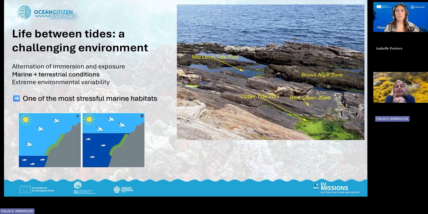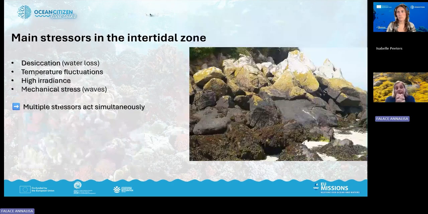The life between tides is very challenging for the macroalgae. It is one of the most stressful marine habitats, with characteristics that are both marine during high tide, but also terrestrial conditions during low tide, exposed to light, temperature, and terrestrial conditions. The main stressors are desiccation, temperature fluctuation, high irradiance, and mechanical stress due to the waves.